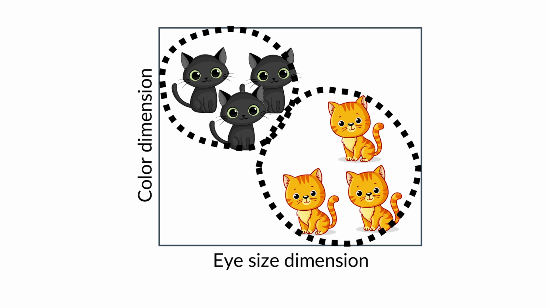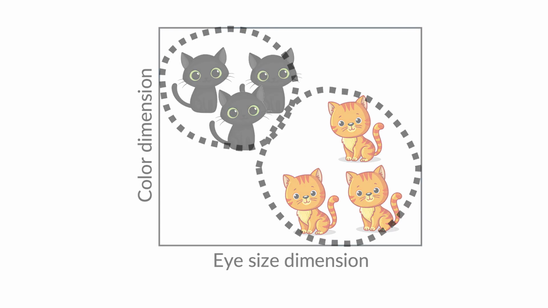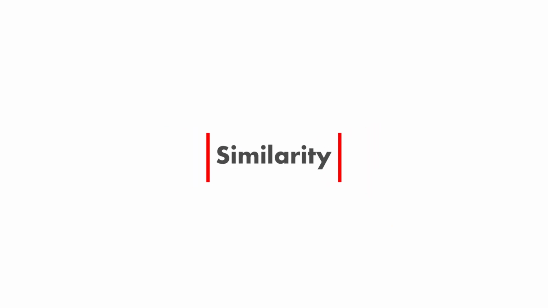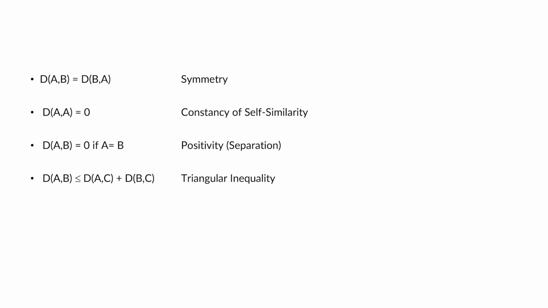And that is essentially the idea of clustering. Because the clustering is always grounded on the notion of similarity, we need a similarity or distance function in all our clustering algorithms. And a distance function or a similarity function needs to respect essentially four properties.